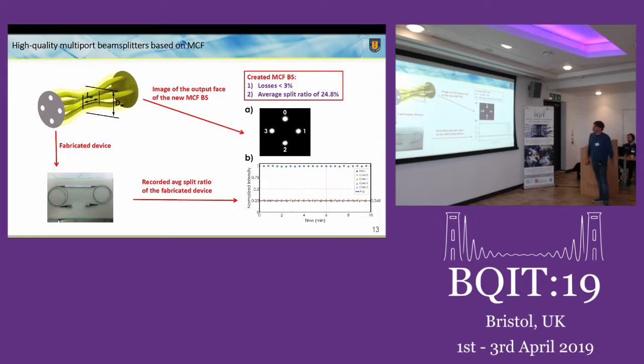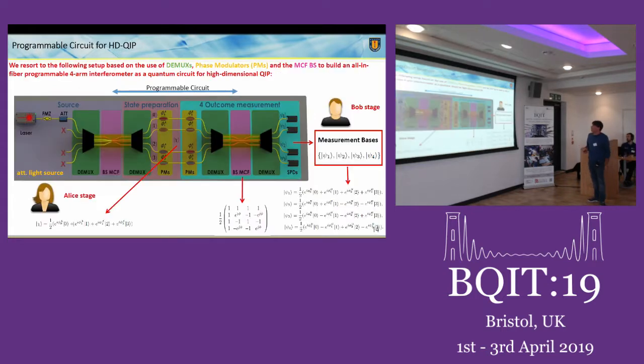Okay, and so we had all the devices that we were looking for, and then we realized, okay, maybe we can do more with this. And then we realized that we could do a programmable quantum circuit, based on telecom technology. So here is more or less the scheme of it. You can throw light on it using any quantum light source. Then you use a demultiplexer to put the light into the multicore fiber beam splitter. And then you have a multi-arm interferometer, which is the programmable circuit you have.